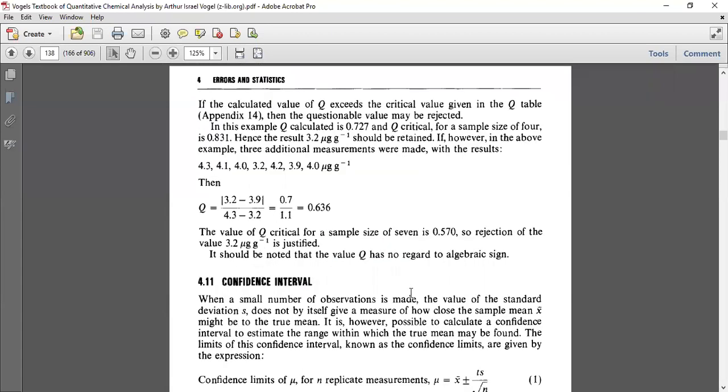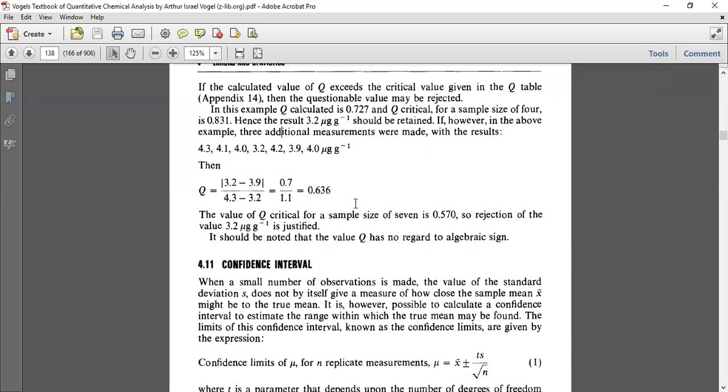So here they have mentioned, in this example, Q calculated is 0.727 and Q critical for a sample size of 4, see over here, is 0.831, isn't it? So hence the result should be retained. So according to that, you have to match with the standard critical value or the Q value. So this point also we have done.